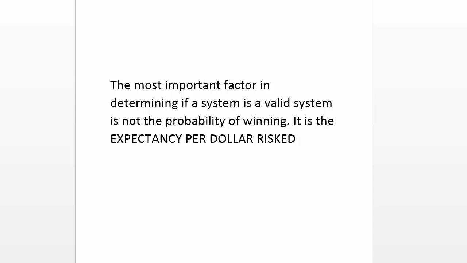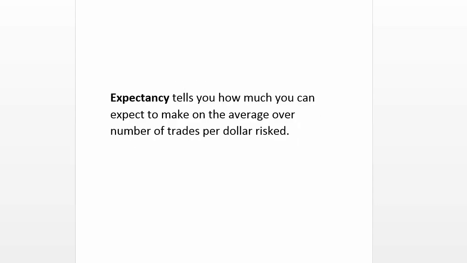Okay, and in prior lessons, we talked about expectancy, and now we're going to go a little bit more in detail explaining how expectancy works. As I explained earlier, the most important factor in determining if a system is a valid system is not the probability of winning, it is the expectancy per dollar risked. And of course, we covered this in detail in the prior lesson.